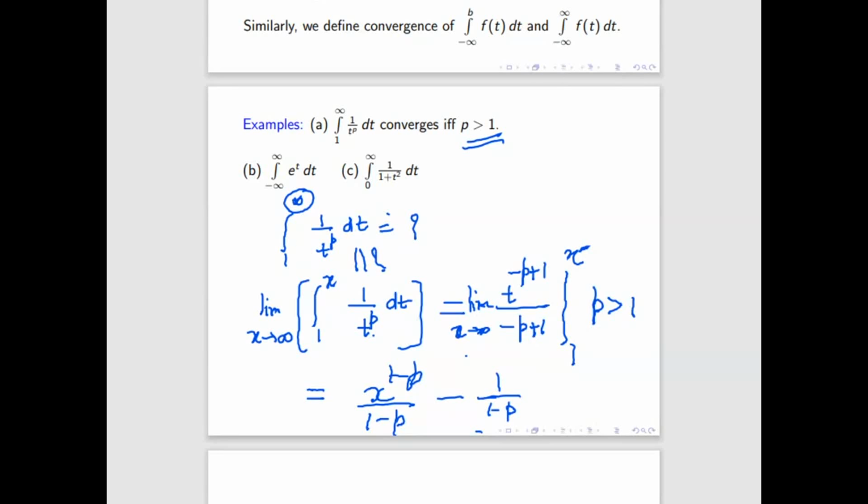So now what will be the value as x tends to infinity? If p is greater than 1, then 1 minus p is less than 0. If we put x tending to infinity, what will this term be? Zero. So the value will come out as 1 upon p minus 1. That means this integration, the integral from 1 to infinity of 1 upon t to the power p, will converge for p greater than 1. So now the second question.